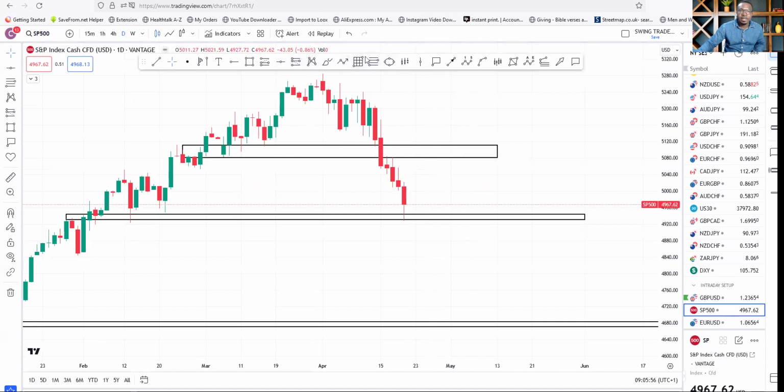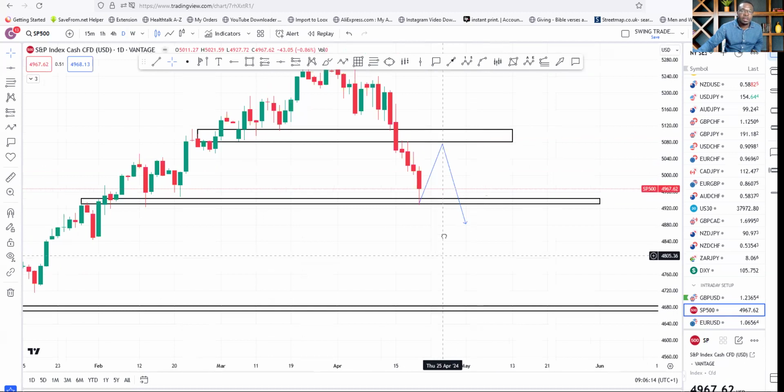So I'm not going to buy this market. I'm always looking for sells on this market. If price pulls back here into this key level, I'm going to sell. I'm looking for opportunity to sell. So whenever it's pushing up, I'm going to stay out of the market. As soon as price gets here, I'm going to look for opportunity to sell.